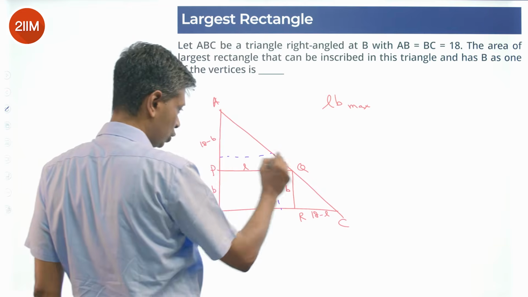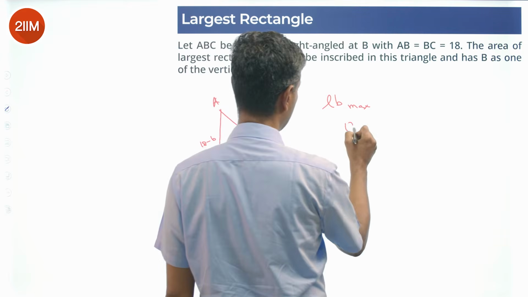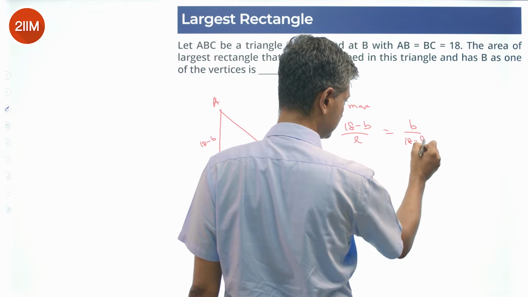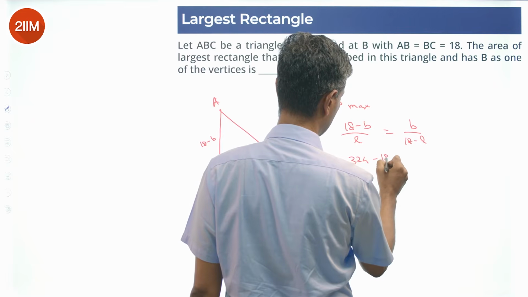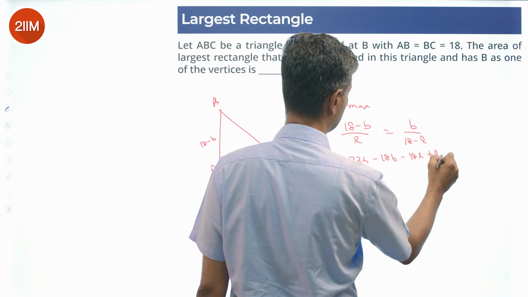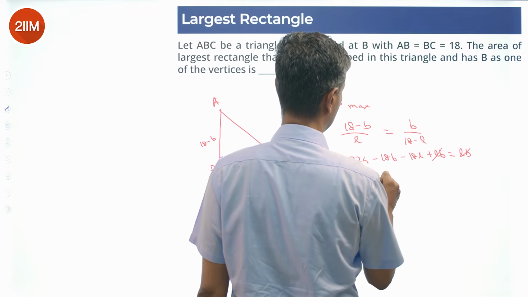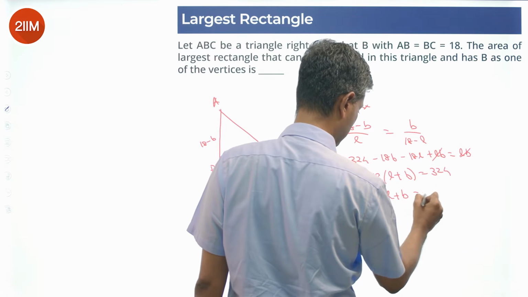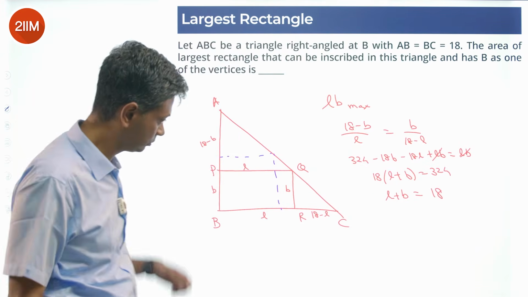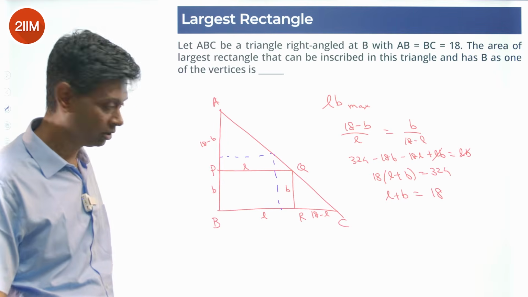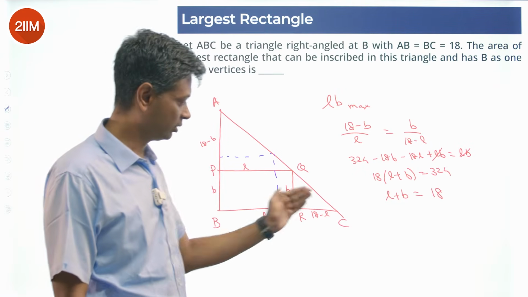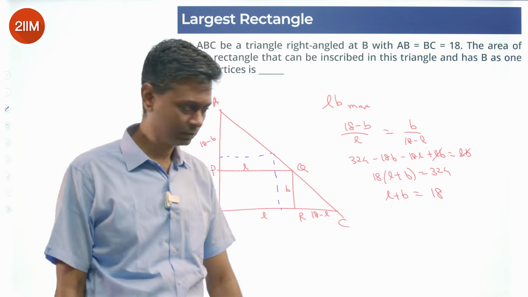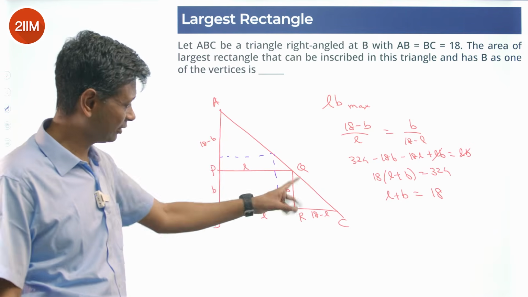This triangle APQ is similar to QRC, so 18 minus B by L is B by 18 minus L, or 324 minus 18B minus 18L plus LB is equal to LB, or 18 times L plus B is 324, or L plus B is 18. Kind of understandable. This should be equal to this, this should be equal to this. 18 minus B is L, B is 18 minus L. Right? So that's what is being conveyed here. These two triangles have to be similar.